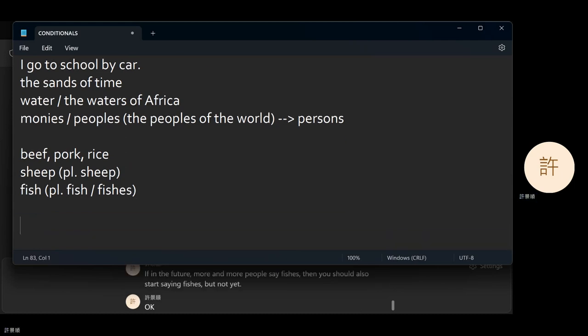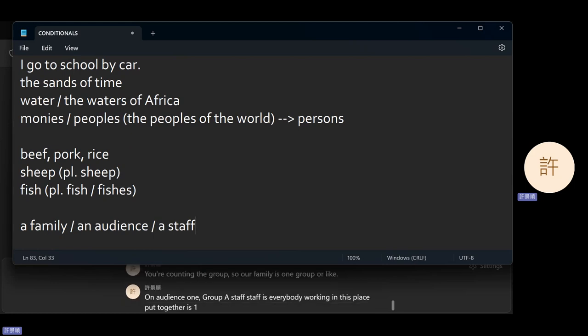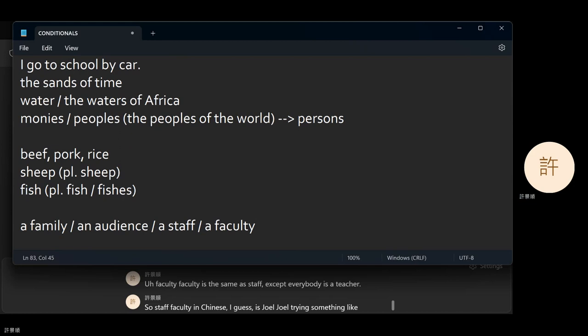Okay, next we have group nouns. Group nouns are countable, right? A family, it's a group of people, but you're not counting the people, you're counting the group. So a family is one group, or like an audience, one group, a staff. Staff is everybody working in this place, put together as one group. Faculty. Faculty is the same as staff, except everybody is a teacher. So faculty in Chinese, I guess, is 教师群. Something like that.